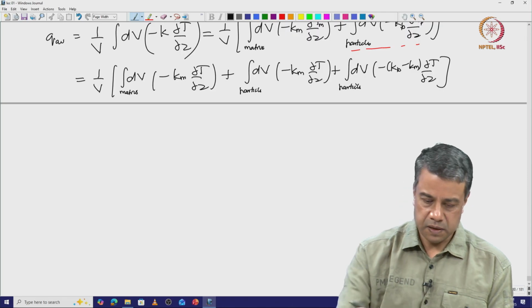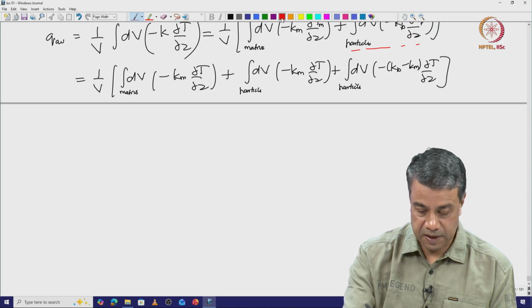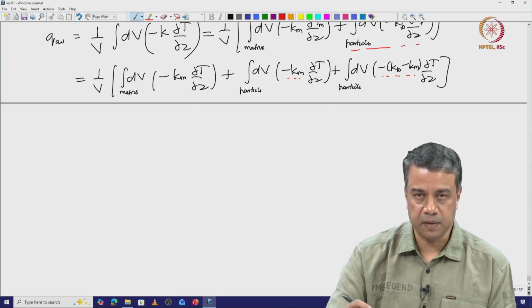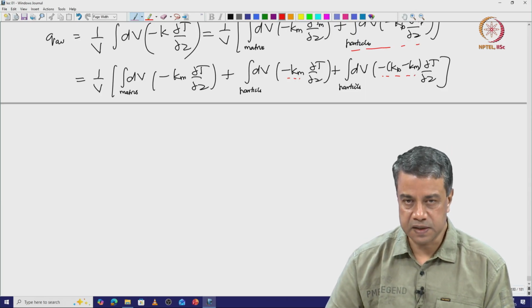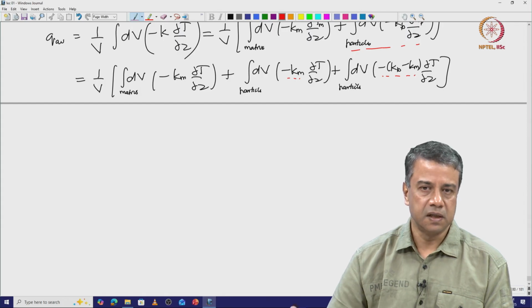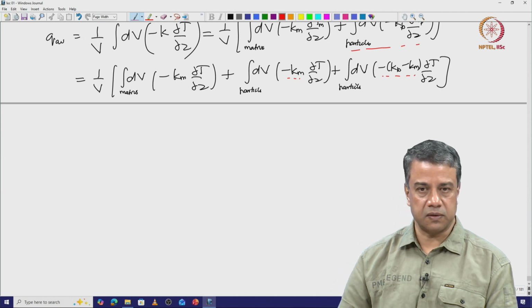So, I have written it as the sum of two terms: the integral over the particles of minus Km plus the integral over the particles of minus of Kp minus Km. You add these two together, you just get the integral over the particles of minus Kp times partial t by partial z. So, I have just written minus Kp as minus Km plus minus of Kp minus Km. That is the only thing I have done.